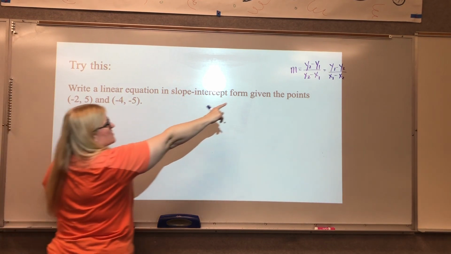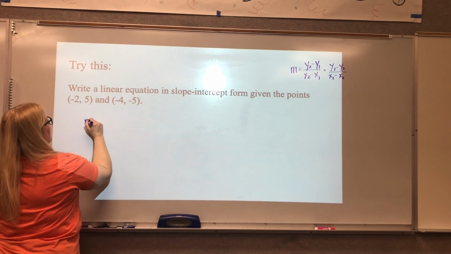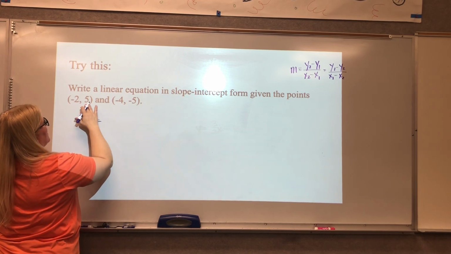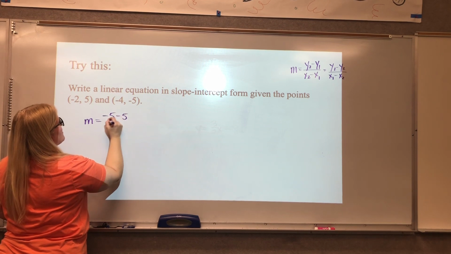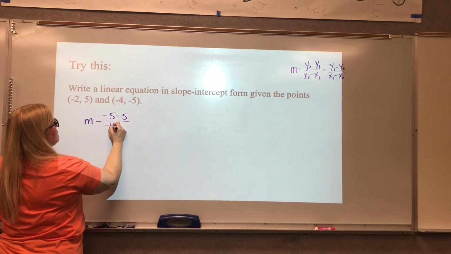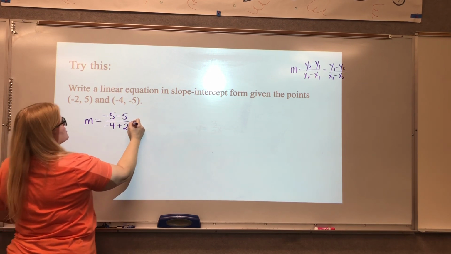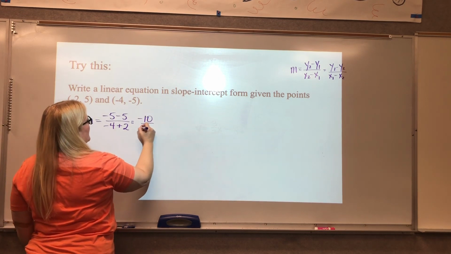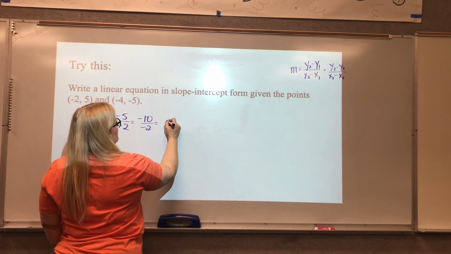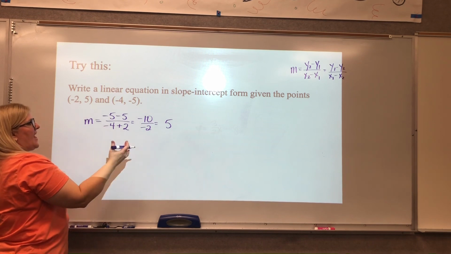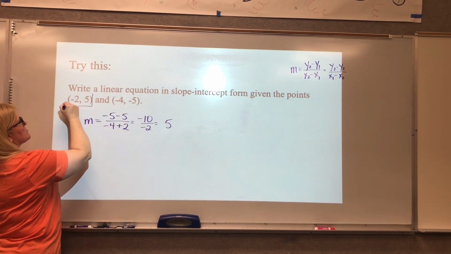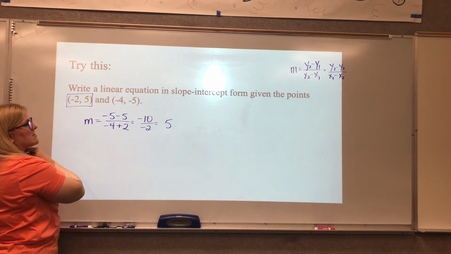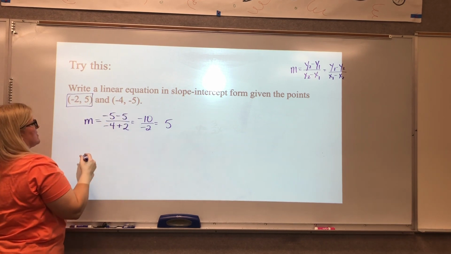So we use the formula and we say y minus y, so I'm going to do negative 5 minus 5 over x minus a negative 2. So I've got negative 10 over negative 2, which equals 5. And now I've got my m. I need to find b. I'm just going to use this point because it's got a positive one. I don't have to deal with two negatives.